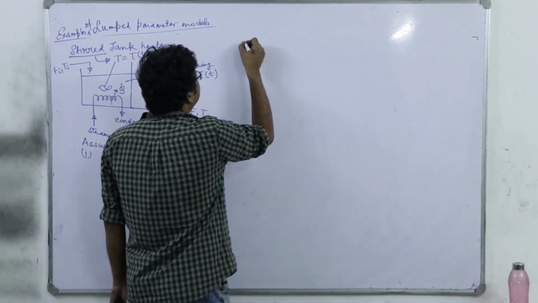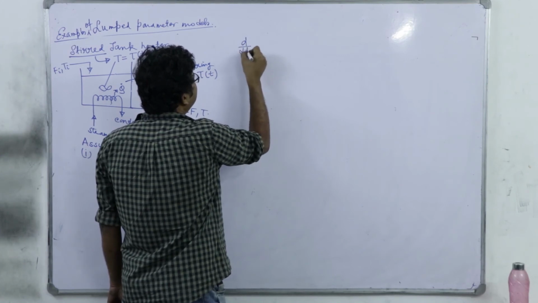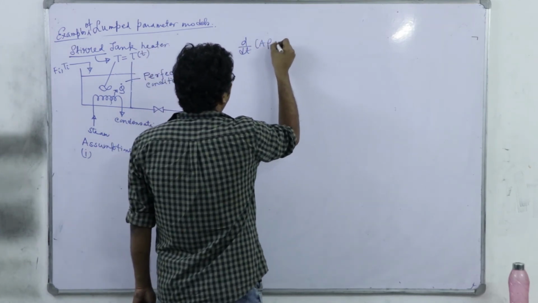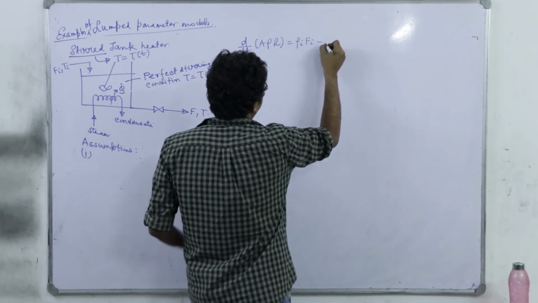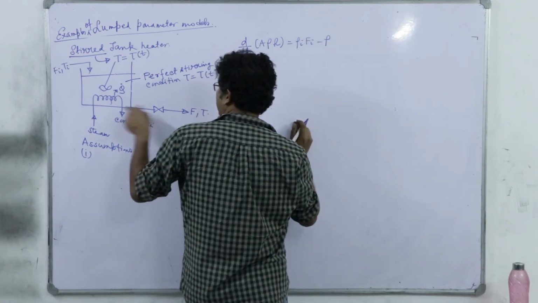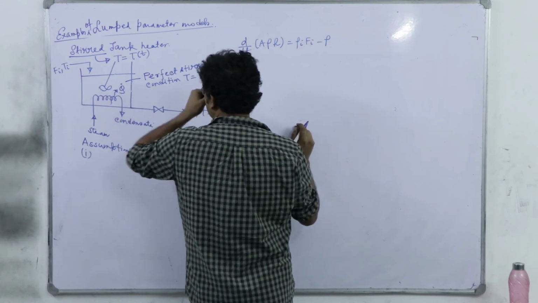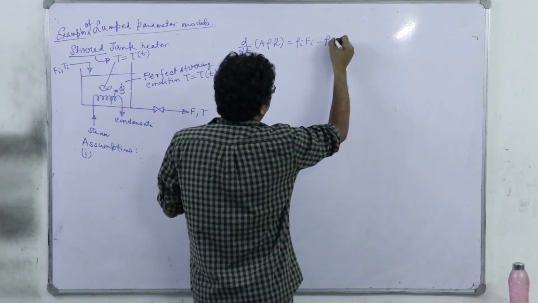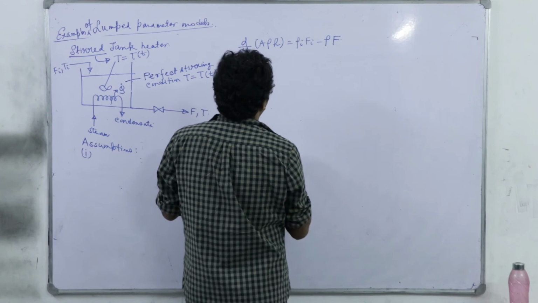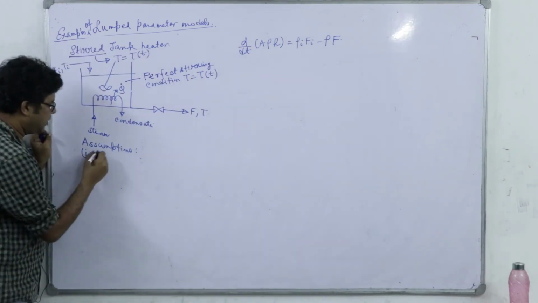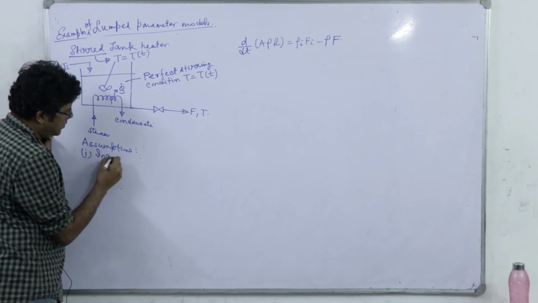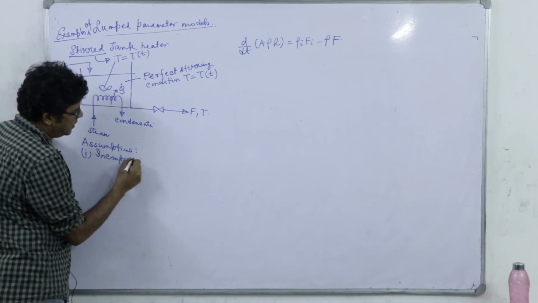So directly we can write that d/dt of A times rho times H is equal to rho Fi minus F times rho, as all properties of the outflow and the property of the tank remain the same. So first we can also assume incompressible liquid, though it is to some extent questionable.